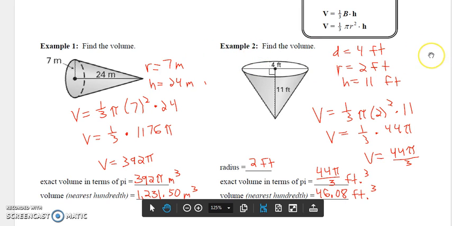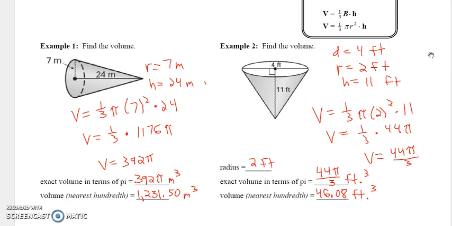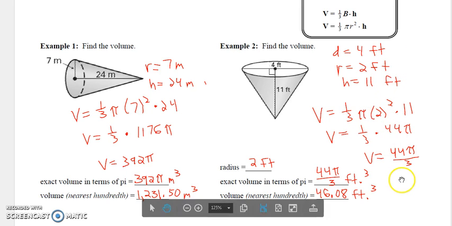Example 2 is nearly the same, except in this one, if you notice, they gave me the entire length of the diameter of the circle. From here to here is 4, so the diameter is 4 feet, so the radius is 2 feet. Then I plugged in that 2 for r squared, and here I go.